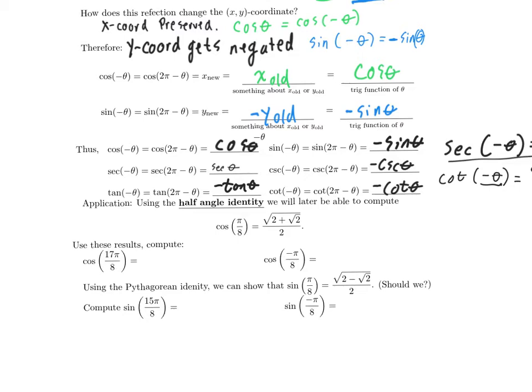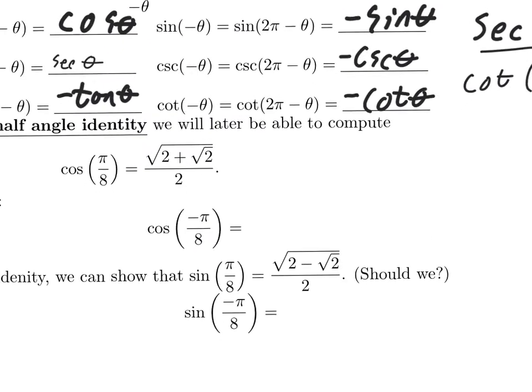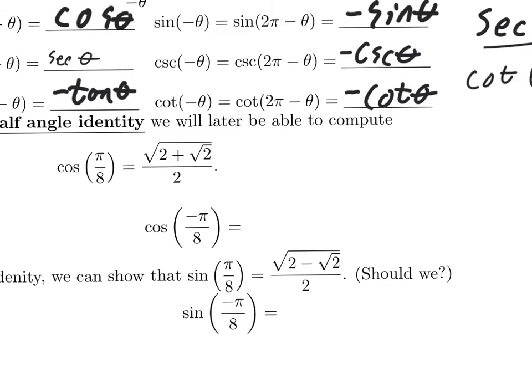So let's use those results to compute other trig functions, the sine and cosine rather, at angles similar to pi over 8. Well, let's start with the cosine of negative pi over 8. That's literally cosine of negative an angle, and I know what happens when you stick a negative sign in front of an angle in a cosine. Nothing. This is the same thing as the cosine of pi over 8.